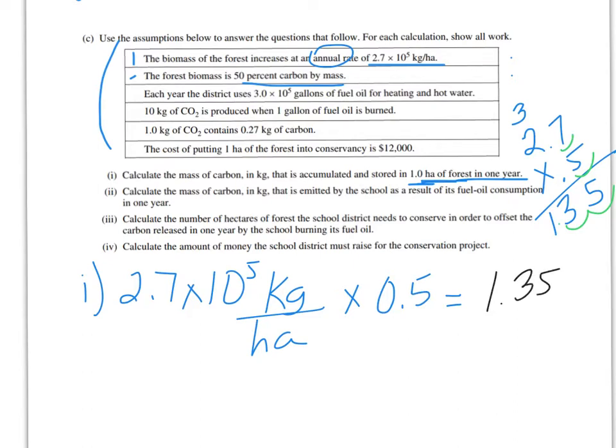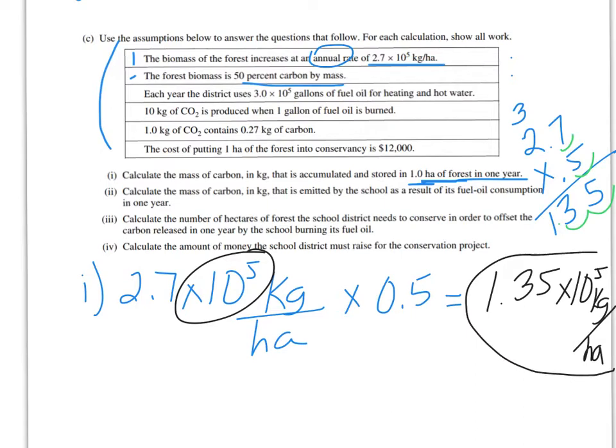1.35. Now, careful, don't forget times 10 to the 5. And that is the mass of the carbon in kilograms per hectare. Don't forget units in your work. Don't forget units in your answers. So again, I have units here. I have units here. Extremely important. On a lot of years, you don't get credit unless you have your units.